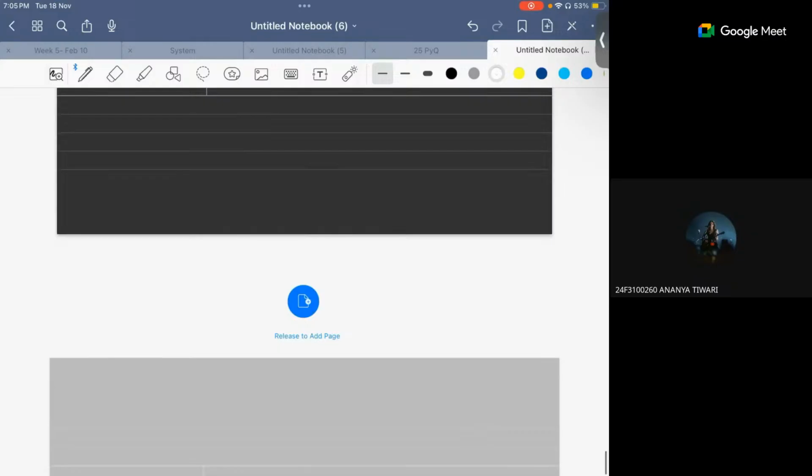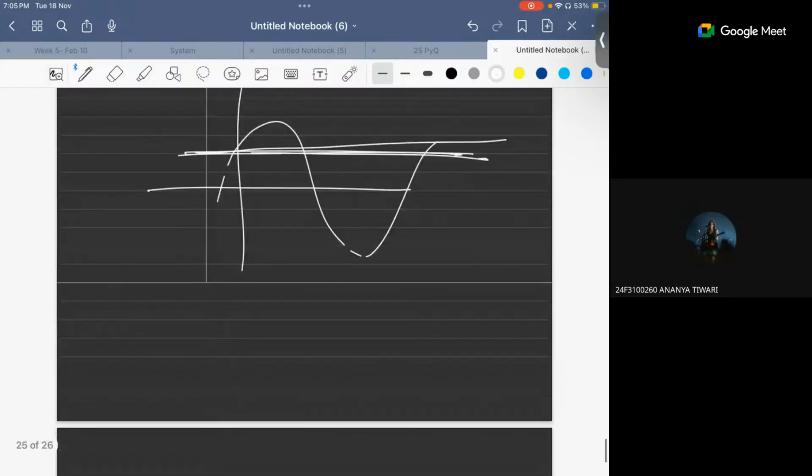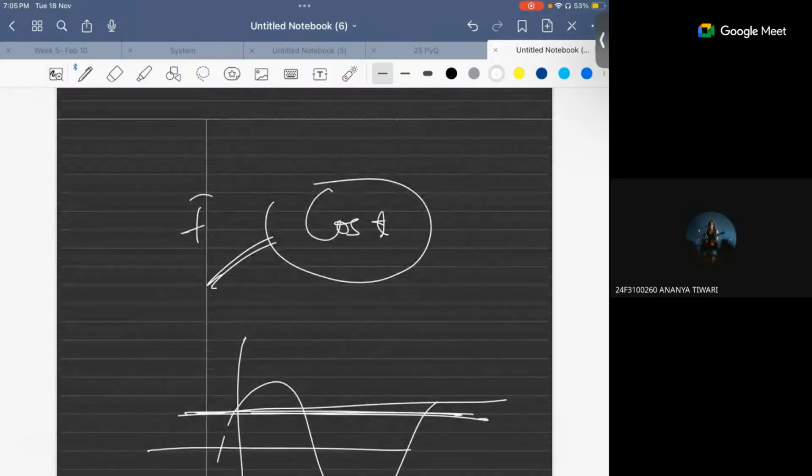Are you getting me or not? Yes, sir, I got it. So for some t value, you can get some cos value. But for example, what are those values where the cos is 1? There can be n number of values, right? So you can't trace back.